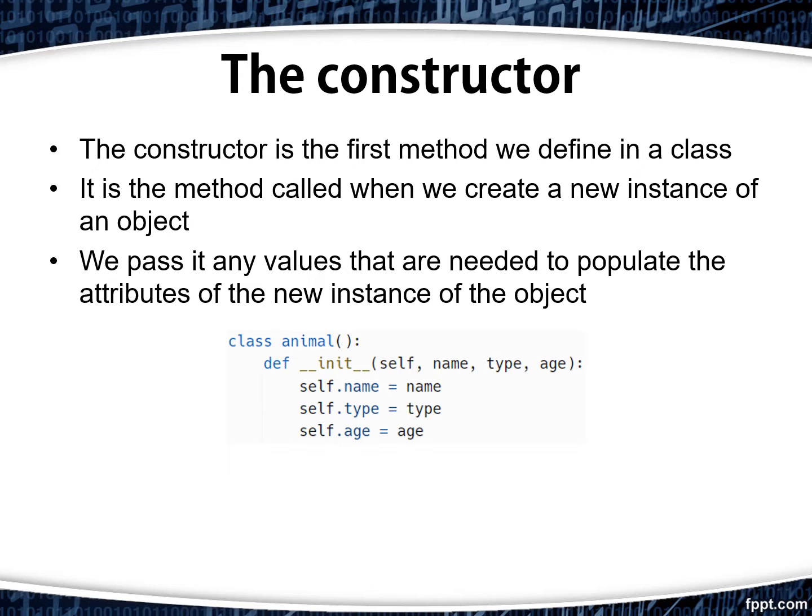And we pass the specific values name, type and age that will be the name, type and age of this instance of an animal. These are then stored as self.name, self.type and self.age, meaning the name, type and age for this instance of an object.